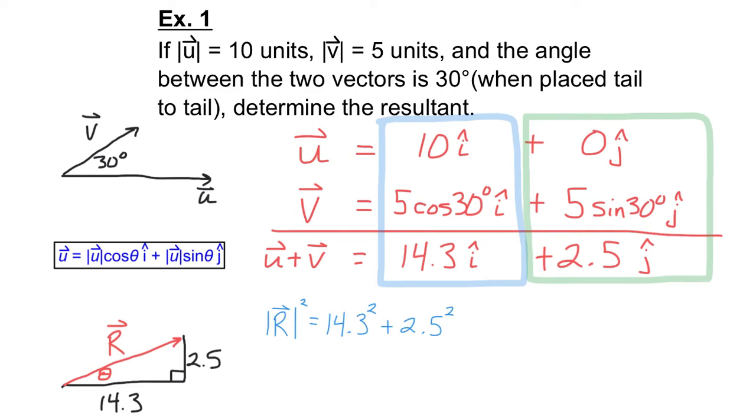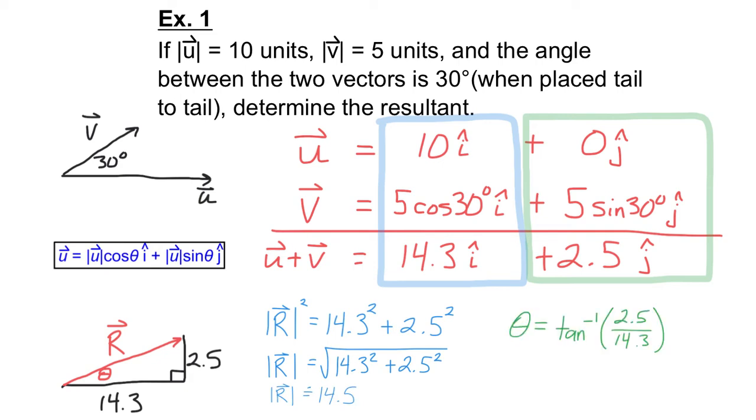So to find the magnitude of r, I can start with the Pythagorean theorem. a squared plus b squared equals c squared. Take the square root, and I end up with this as my answer. Next, I'm going to figure out the angle. Remember, tangent of the angle is opposite over adjacent. And I just have to take the inverse tangent to find what the angle is. So if I do that in my calculator, I get this.